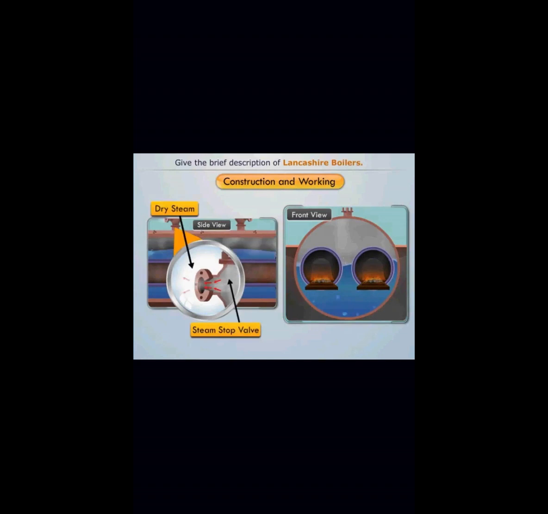A feed check valve is used to feed water uniformly to the boiler shell. Once the boiler is heated adequately, the steam is stored at the upper portion of the boiler shell, where the anti-priming pipe separates the water from the steam. Thus, the steam stop valve receives the dry steam for various purposes.